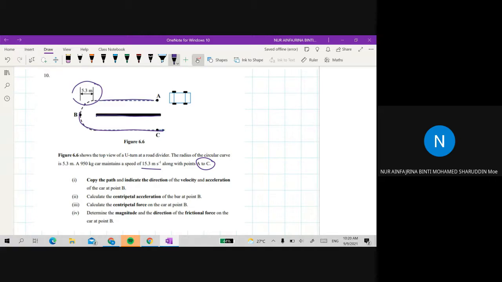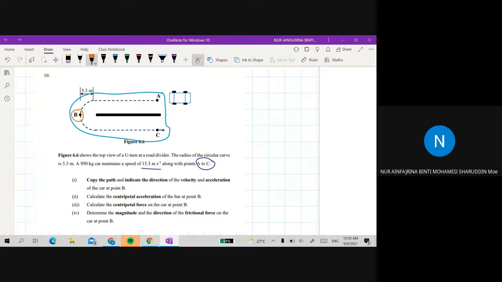Alright, now the first question. Copy the path and indicate the direction of the velocity and the acceleration of the car at point B. Okay, sekarang dia minta awak copy the path. So awak kenalah copy path ni. Miss tak copy, korang copy ya. Korang copy balik path A sampai C ni. Lepas dah copy path tu, awak indicate the direction of velocity dengan acceleration of the car at point B. So sekarang awak imagine kereta tu dekat point B dah.